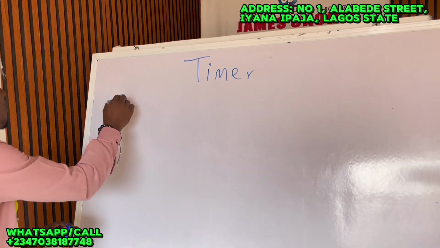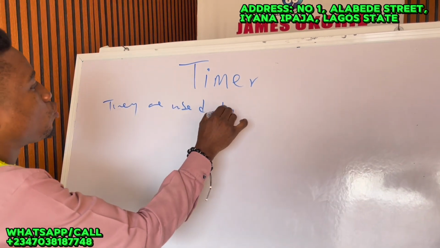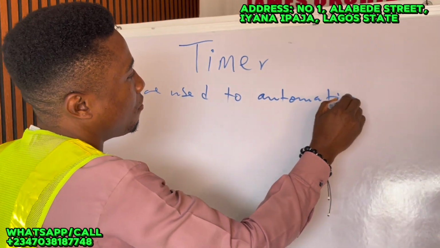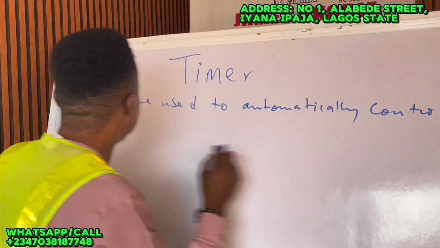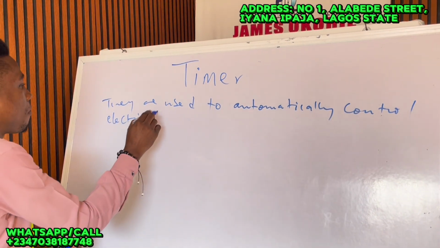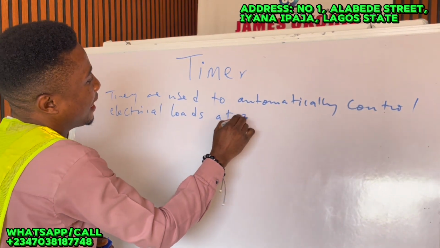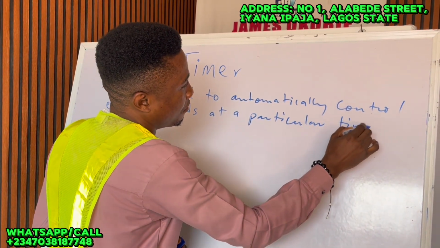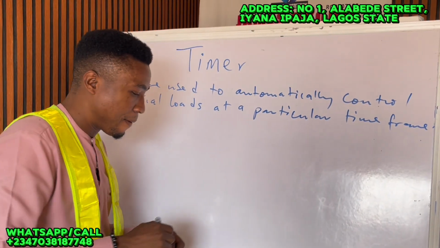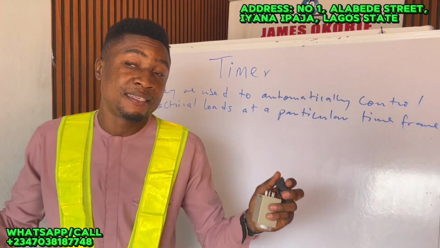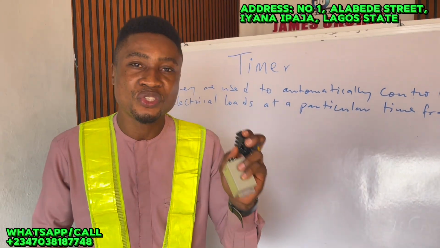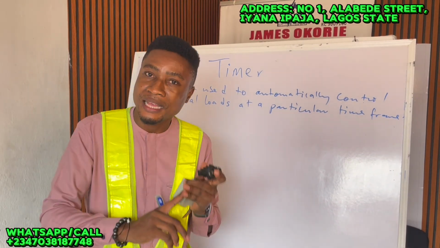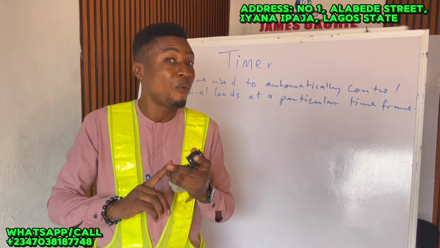We said they are used to control, or you say to automatically control electrical loads at a particular time frame, or you call it set time. You can set any time, you can set in seconds, you can set in minutes, you can set in hours. That's the reason why if you want to use timer, check the one you want to buy. Check the one that suits your construction or your design. Is it the seconds timer, is it the minutes timer, or is it the hour timer?